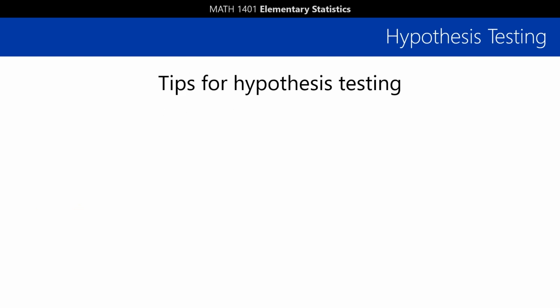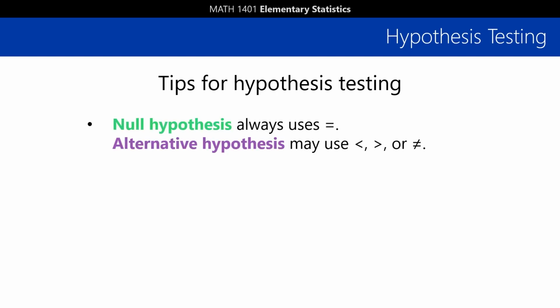To finish things up, here are a few useful tips for hypothesis testing. First of all, notice that the null hypothesis always uses an equals sign, because it's the status quo claim that we're putting to the test. On the other hand, the alternative hypothesis uses an inequality sign, less than, greater than, or not equal to, depending on what our hunch is to the contrary of the null hypothesis.